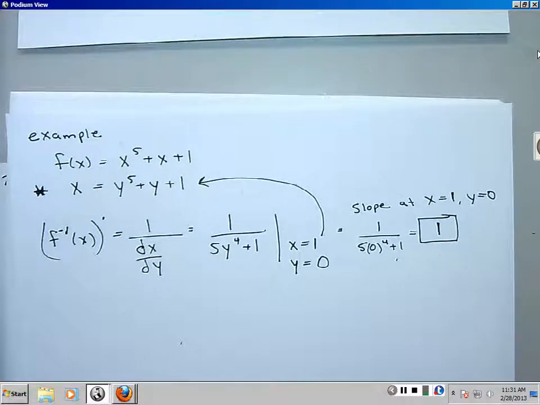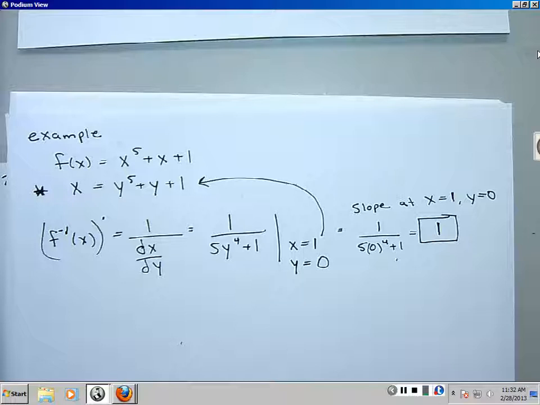So what this means is, if I plug 0 into my original function, I get 1. If I plug 1 into this function, I get 0. But I don't know what this function is, because I haven't written out the inverse explicitly. I still don't know what it is, but I can find the slope of the inverse by using this technique.